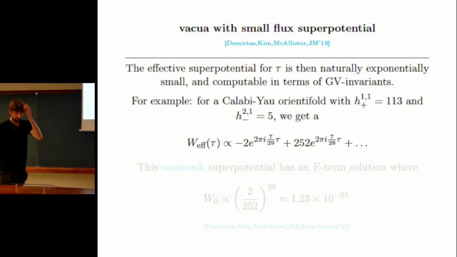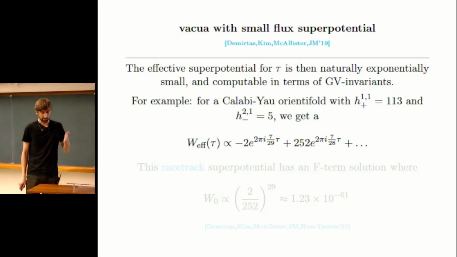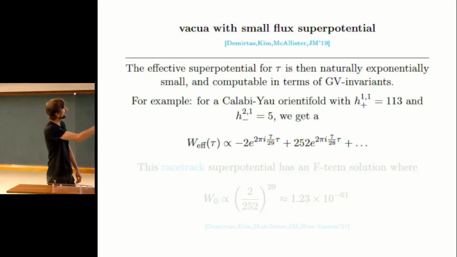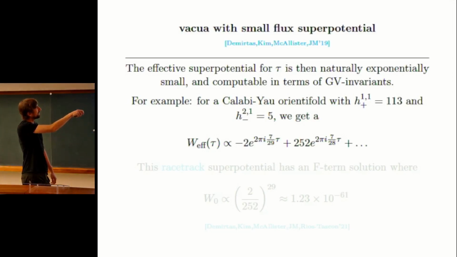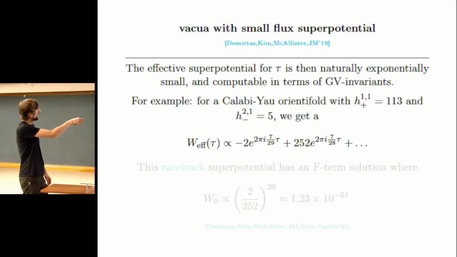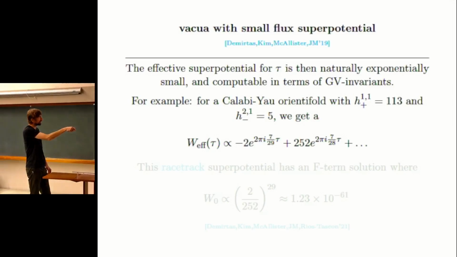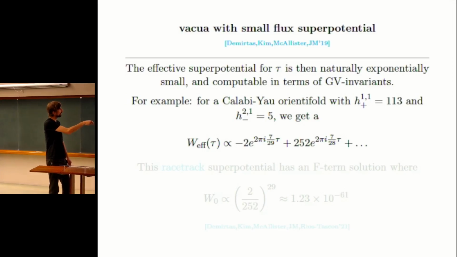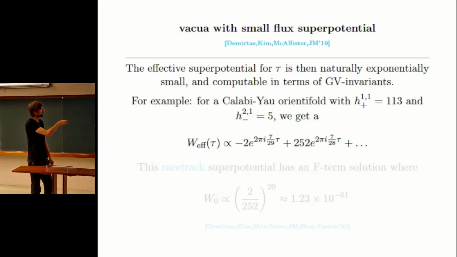So now one can integrate out all directions except the one-dimensional light modulus, parameterized in terms of the string coupling tau. And the effective superpotential for this is then naturally exponentially small because it's just given by the exponential corrections. For example, for an explicit Calabi-Yau orientifold with h11 plus equal to 113 and 5 complex structure moduli, we found an effective superpotential that takes this form. It's a sort of racetrack superpotential with the polynomial prefactors and the coefficients out front that are GV invariants.